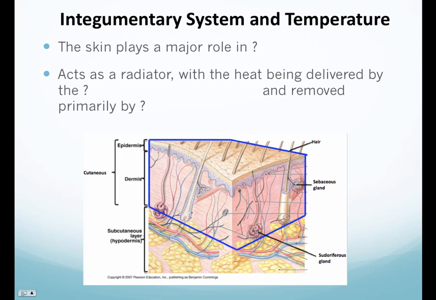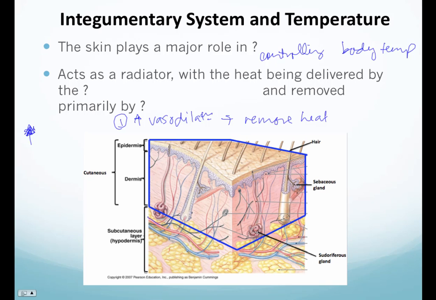Now, this next thing we're going to look at is how the integumentary system and temperature work well together. That's because the skin plays a major role in controlling body temperature. Now, how does it do this? Well, anytime your body temperature is too high, the skin can respond in two ways. The first thing it can do is increase vasodilation to remove heat.